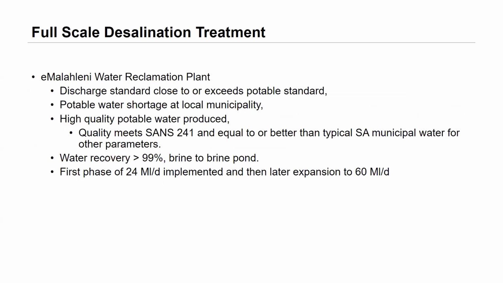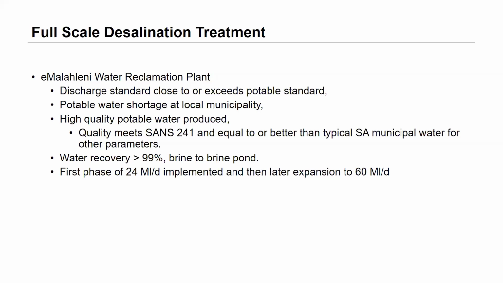It was first implemented in the Witbank area, the eMalahleni Water Reclamation Plant. That's quite a huge plant. I think the first phase of the plant treated 25 megaliters a day. That's quite extensive. And later, because of its success, the plant was expanded to 60 megaliters of water a day. And the water recovery was around 99%. And that's quite remarkable, really. The quality of the water itself met all the South African standards, as required.